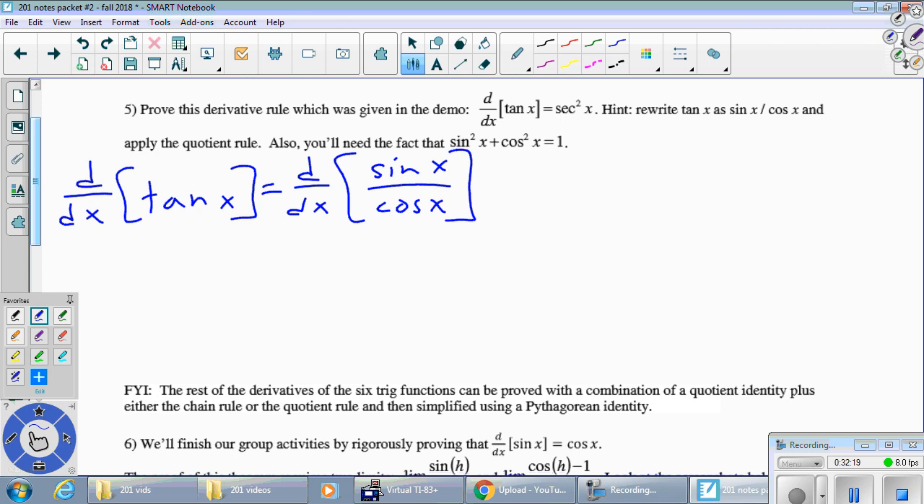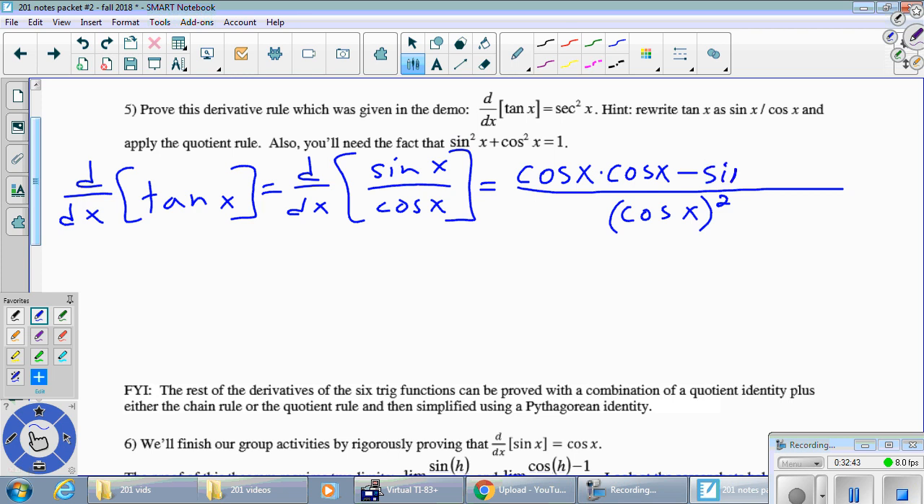I've just copied the derivative symbol. And now we're going to take the derivative of sine over cosine using the quotient rule. So the bottom is cosine squared. I'll write that. That's cosine of x, the bottom squared. And then we do the quotient rule: bottom times derivative of the top. So we copy the bottom times the derivative of the top. The derivative of sine x is cosine x. Minus the top, copy the top, times the derivative of the bottom. The derivative of cosine is negative sine x.